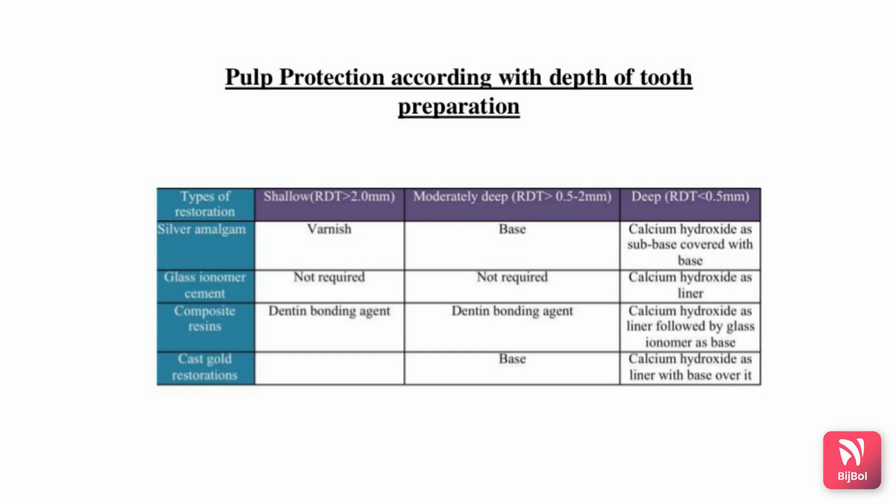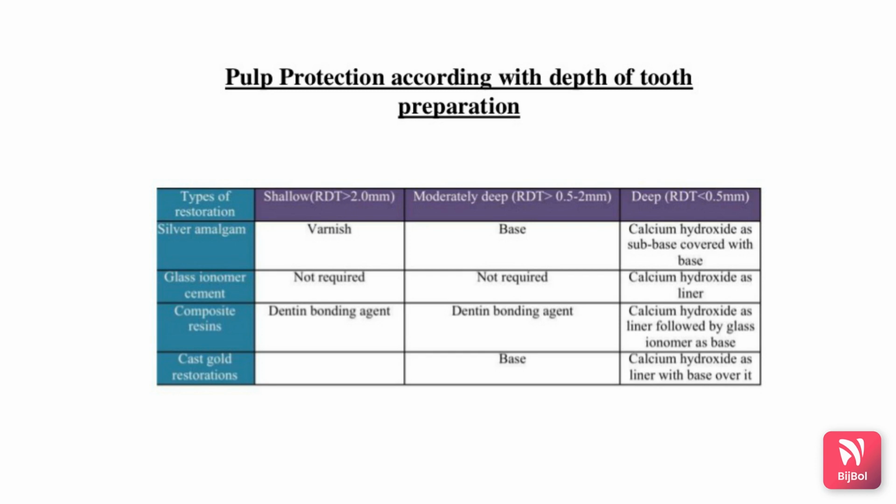Whereas for the deep cavity preparation with less than 0.5 mm of the RDT, a calcium hydroxide liner is placed to a thickness of 0.5 to 1 mm at the deepest portion. In case of the GIC, only the deep cavity preparations close to the pulp require pulp protection in the form of a calcium hydroxide liner.